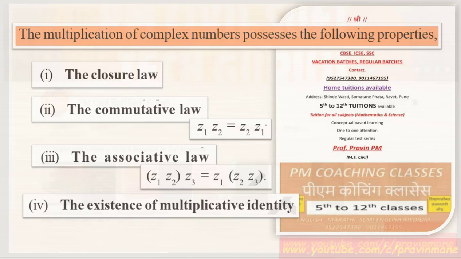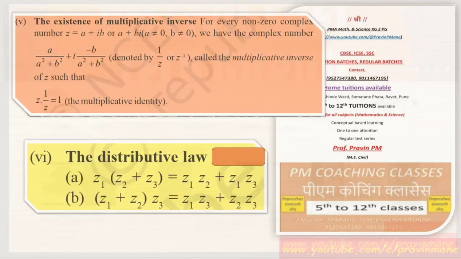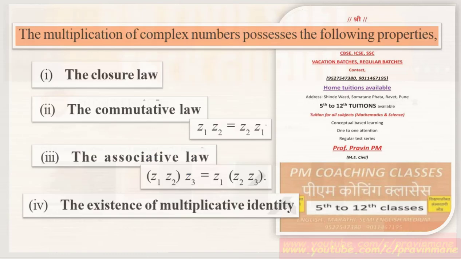In the next video, we will learn the properties of multiplication of complex numbers. When we do the multiplication of complex numbers, they possess some properties: closure law, commutative law, associative law, existence of multiplicative identity, and existence of multiplicative inverse. That we'll see in the next video.